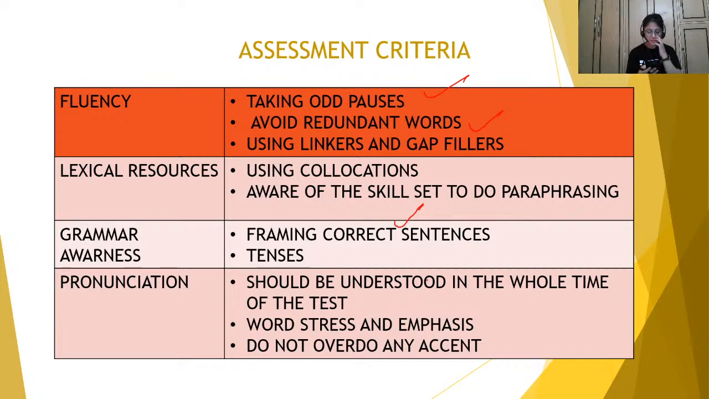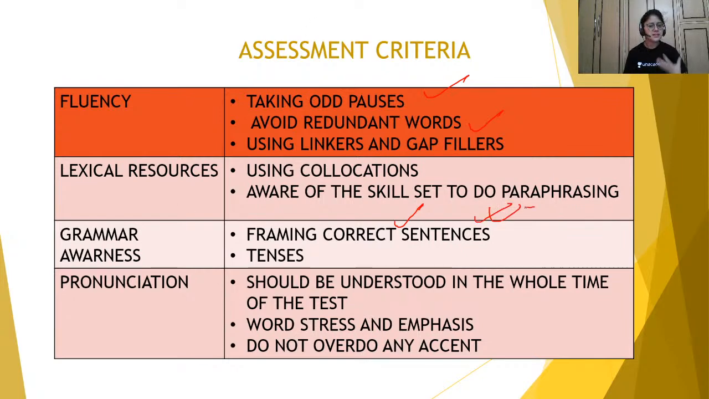Hi, AD Creation. So, can I get an example of a redundant word? Very good, Arithro. It is return back, because both return and back mean exactly the same thing. All right. Now, lexical resources includes using collocations and being aware of the skill set to do paraphrasing.